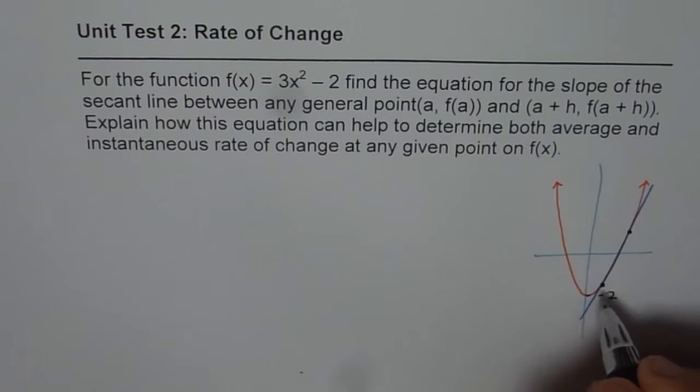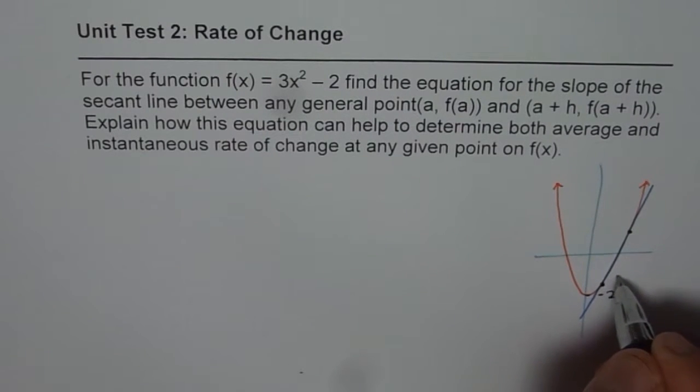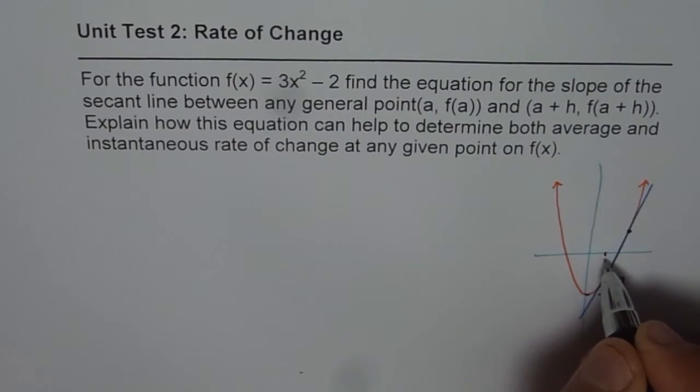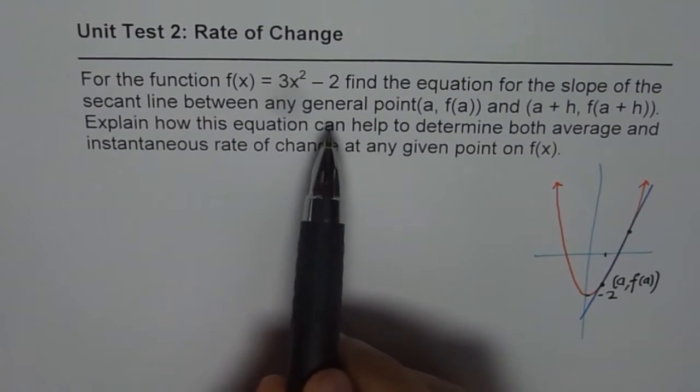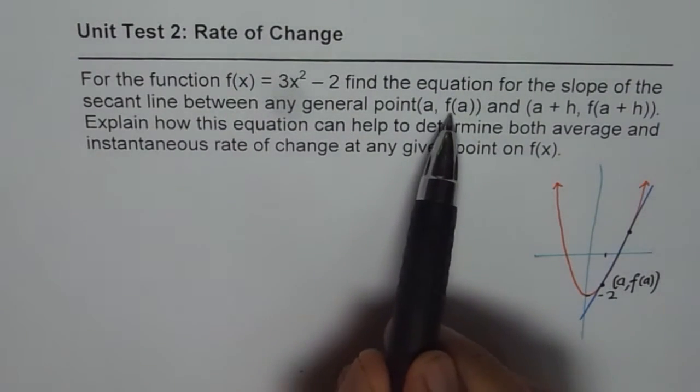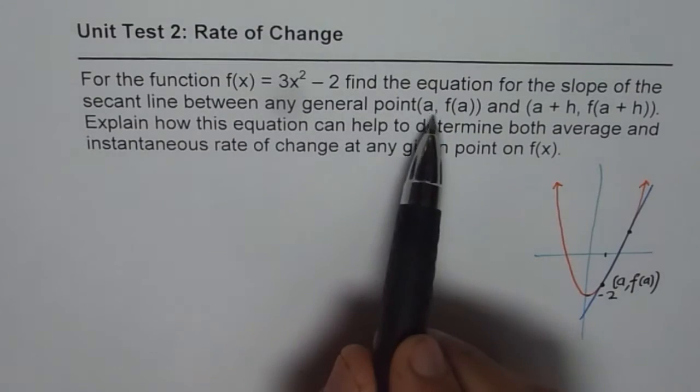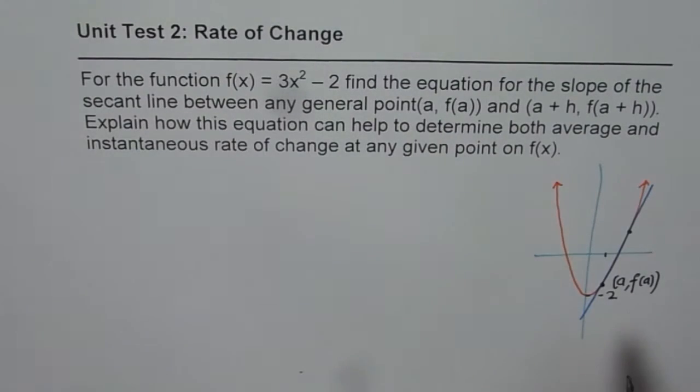Now here, let us say the coordinates of this point are a. A is the x value, right? If a is the x value, then the y value is f of a. So that is what we mean by general point a, f of a, right? F of a is the y value for x value of a.